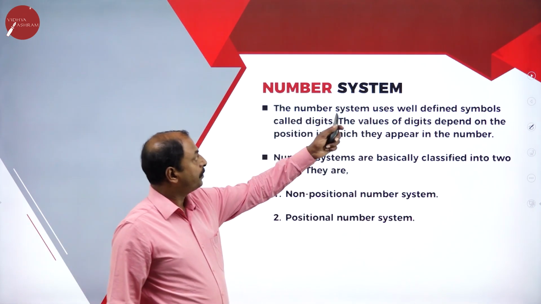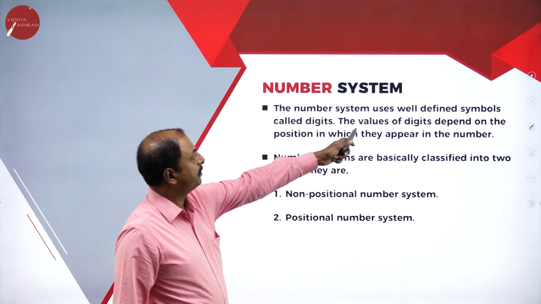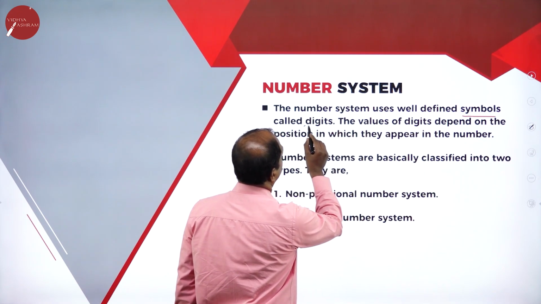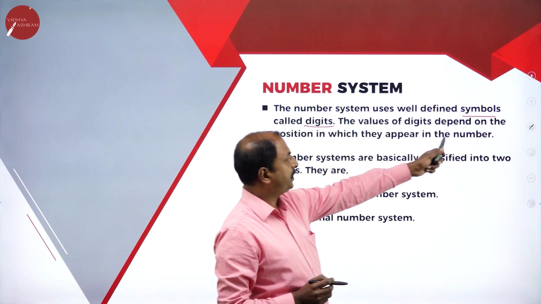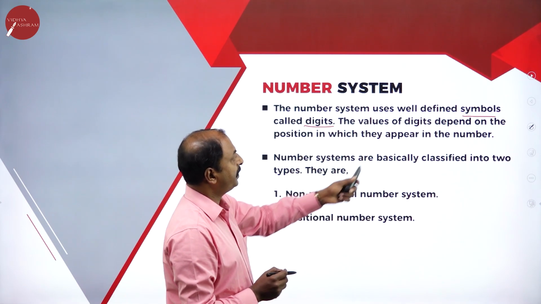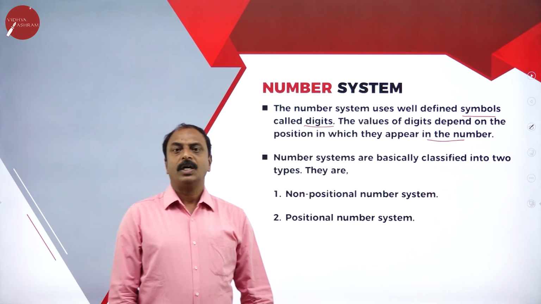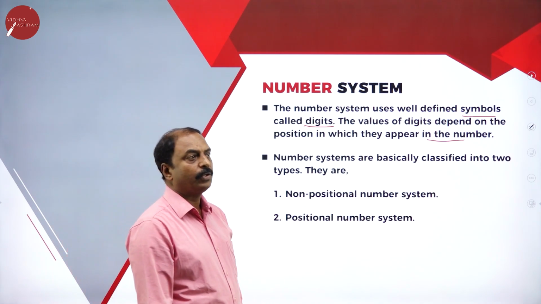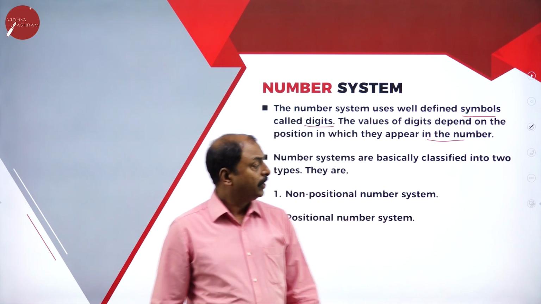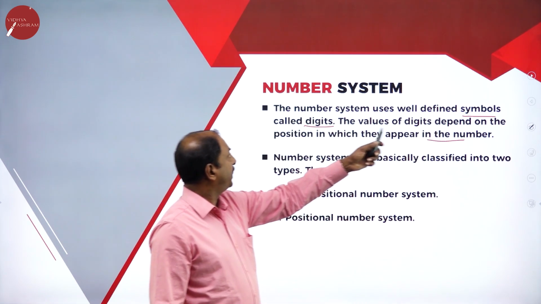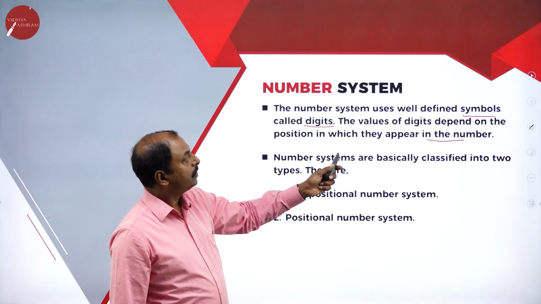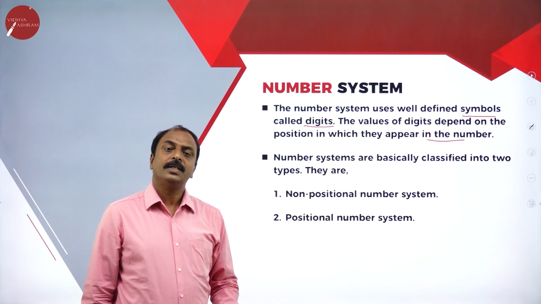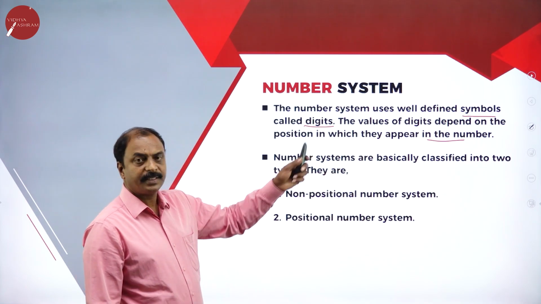Now the next concept is number system. A number system uses well-defined symbols called digits. The values of digits depend on the position in which they appear in the number. If you talk about our day-to-day mathematics or day-to-day life, we are using digits from 0 to 9. So 0 to 9 are nothing but a type of symbols called digits. The values of digits depend on their positional value or place value, that is the number system.